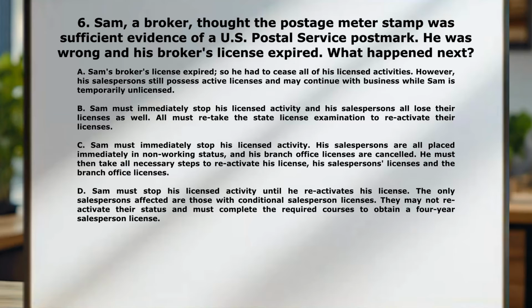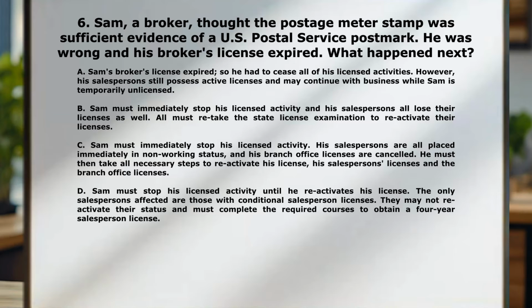C. Sam must immediately stop his license activity. His salespersons are all placed immediately in non-working status, and his branch office licenses are canceled. He must take all necessary steps to reactivate his license, his salesperson's licenses, and the branch office licenses. D. Sam must stop his license activity until he reactivates his license. The only salespersons affected are those with conditional salesperson's licenses. They may not reactivate their status and must complete the required courses to obtain a 4-year salesperson's license.